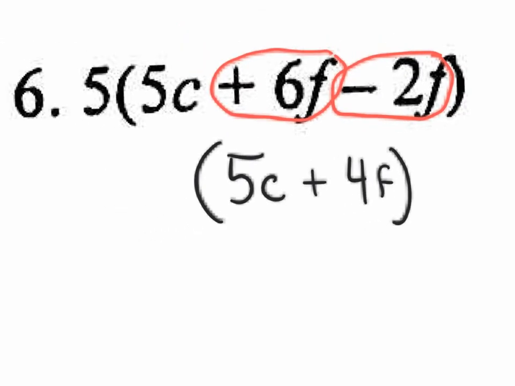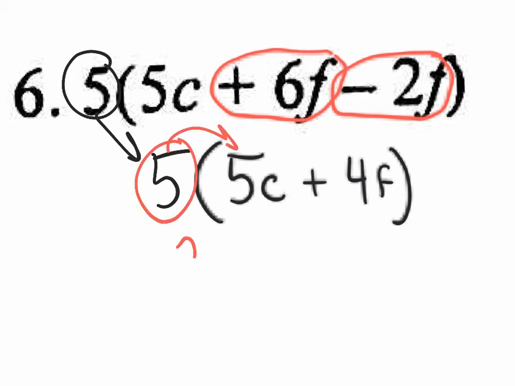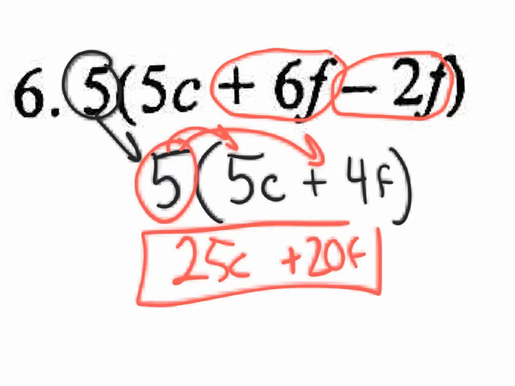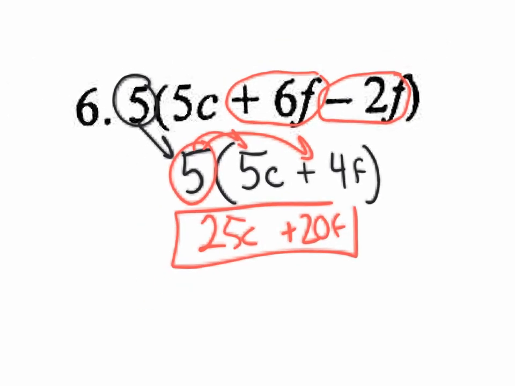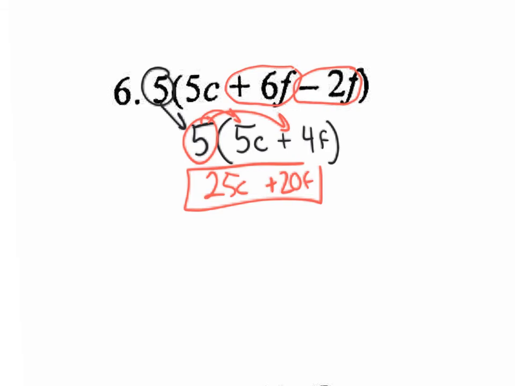And let's not forget the outside value of 5. This guy, let's just bring it down. There's a 5 out there in the front. So 5 times (5C plus 4F). Let's distribute 5 times 5C. That's 25C. 5 times 4, that's 20, of course, with an F. And that's all you could do right there. That's number 6. That's simplifying.